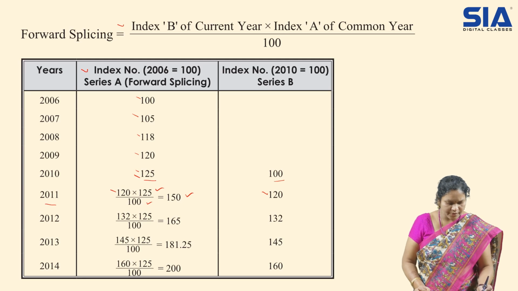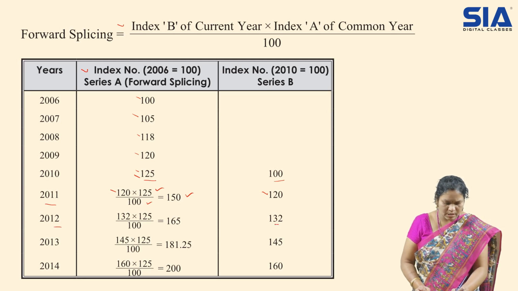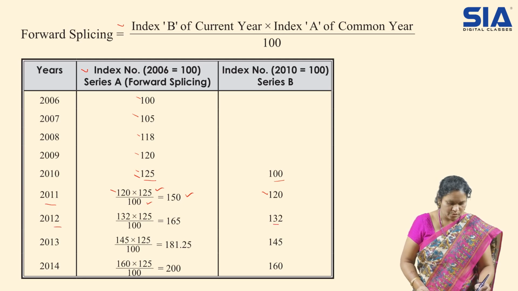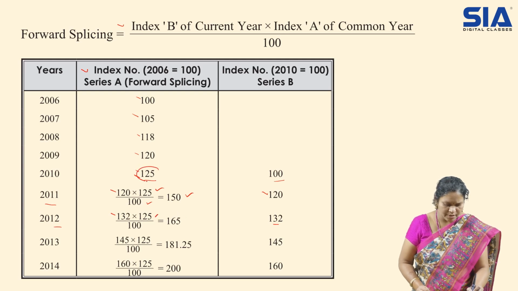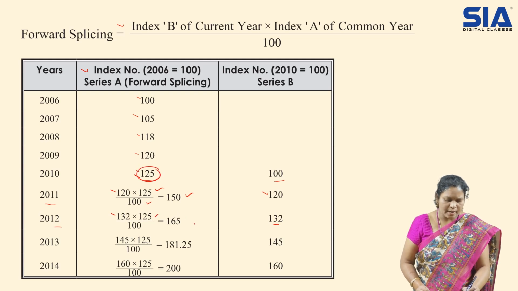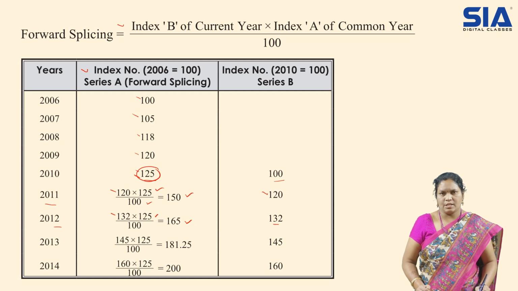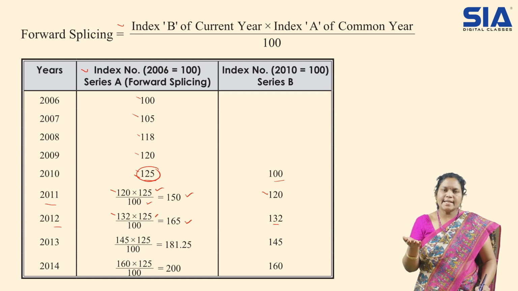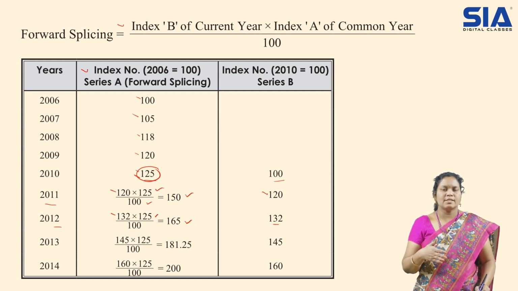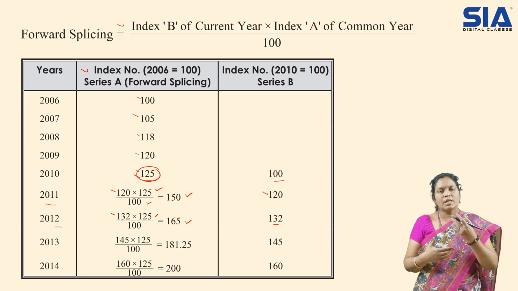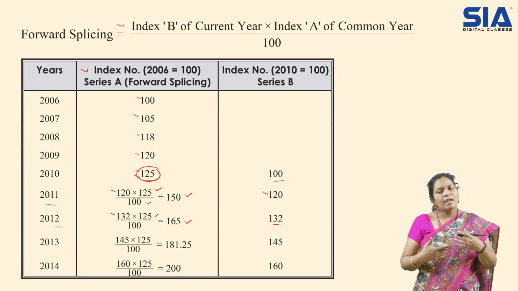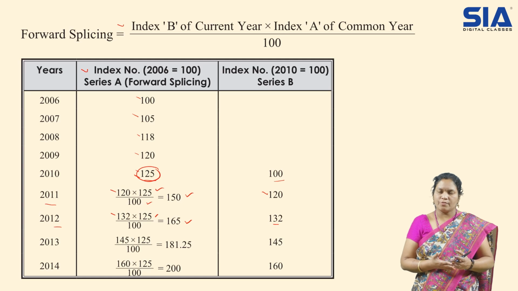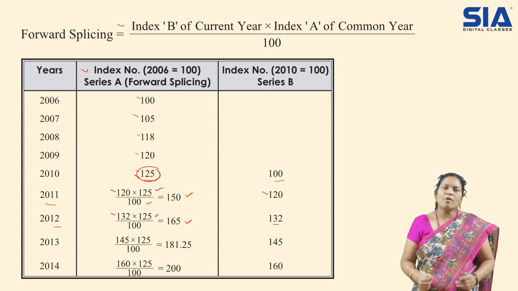For the next current year, 2012, in series B we have 132. So 132 into again that common year, 125, divided by 100, gives the answer 165. Like that, the current year from the B series you have to consider and multiply by the common year of the A series divided by 100 every time, until the last year we have. So that is your forward splicing.